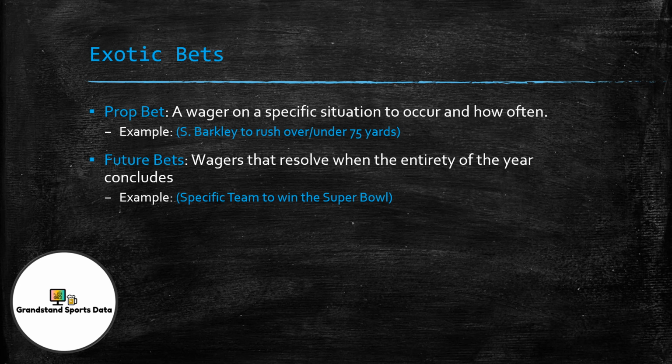Finally, exotic bets. You have prop bets. This is a wager on a specific situation to occur and how often. An example would be Saquon Barkley to rush over or under 75 yards in a game. Lastly, future bets. This is a wager that resolves when the entirety of the year concludes. So another example would be if you pick a specific team to win the Super Bowl.